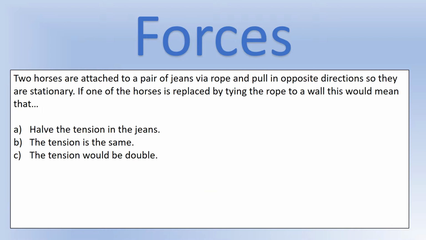Okay. So we've got two horses and they're both attached to a pair of jeans via rope. So the rope's tied to the jeans and it's tied to the horse, and the horses pull in opposite directions so that the jeans are stationary. And what that tells us is the two forces must be equal and opposite, which allows it to be stationary. So it's kind of like the spring example earlier.